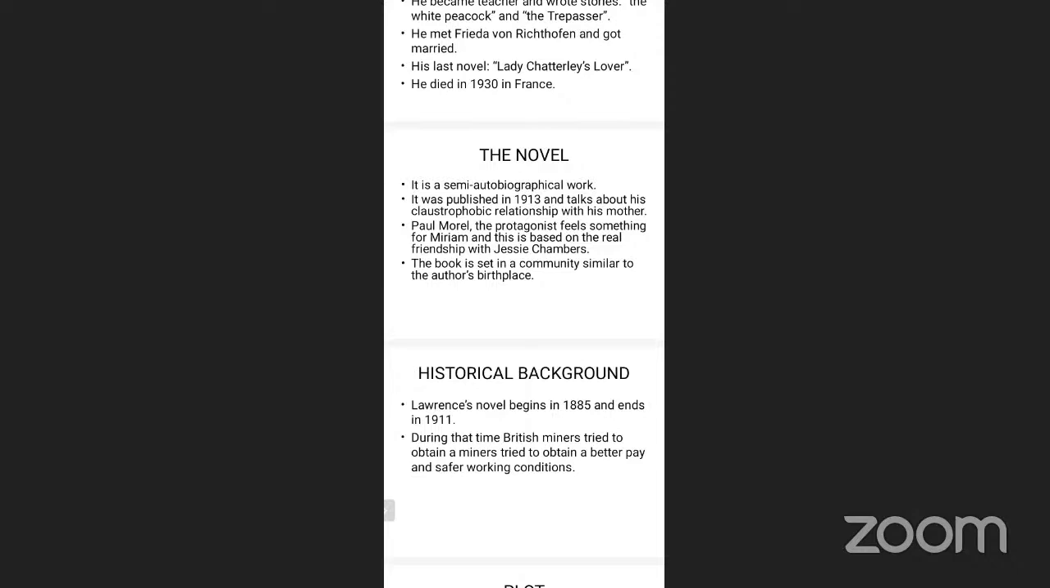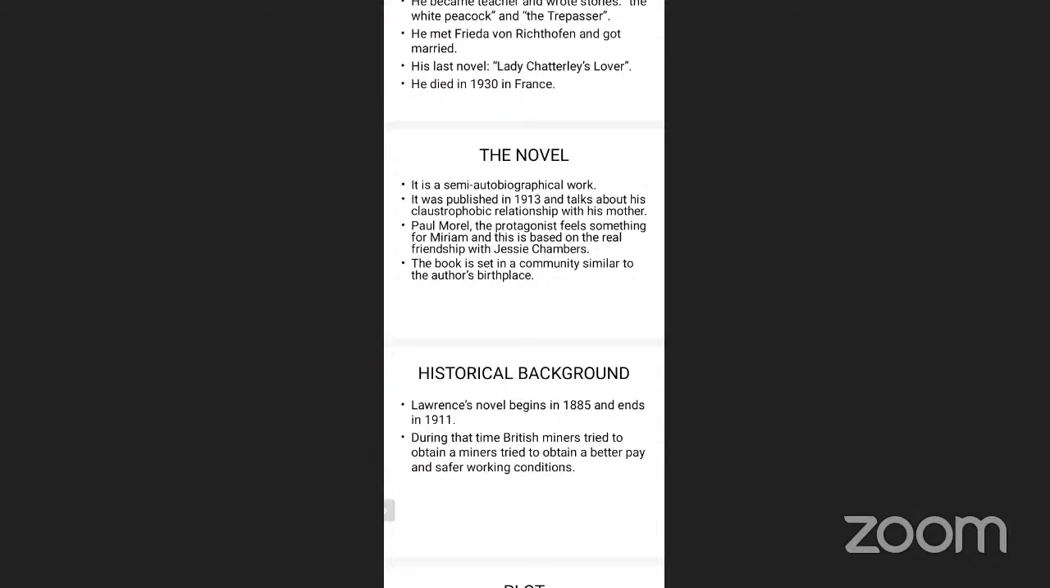Yeah, okay. So this novel, Sons and Lovers, is quite autobiographical. Why semi-autobiographical? It means some of the incidents and events have been directly taken from or match the life of D.H. Lawrence, but some of the other aspects are actually fictional. There is no current evidence and no match in the life of D.H. Lawrence. So that's why it is called a semi-autobiographical work.